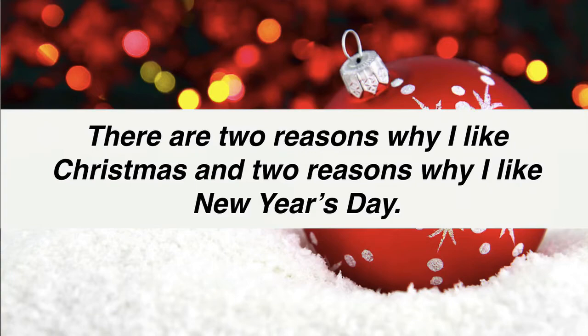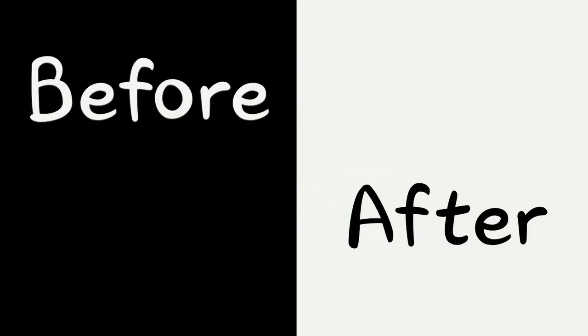How about this sentence? We're talking about what subject? Maybe Christmas. There are 2 reasons why I like Christmas and 2 reasons why I like New Year's Day. Is this a good or bad topic sentence? Well, if you look closer, there seem to be 2 subjects, Christmas and New Year's Day. There's too much information in here. We're not focused on one subject and one controlling idea, so this one is also incorrect.